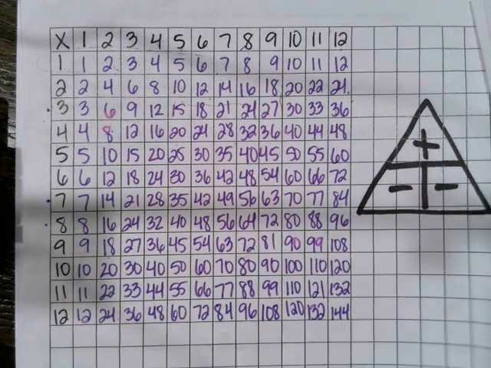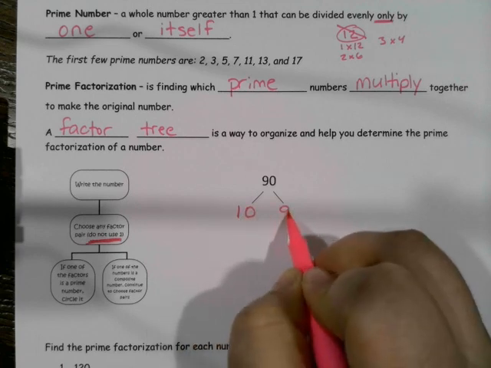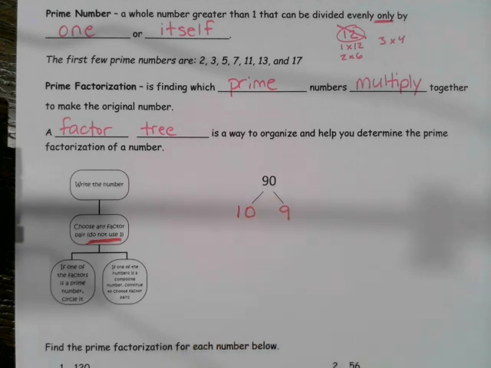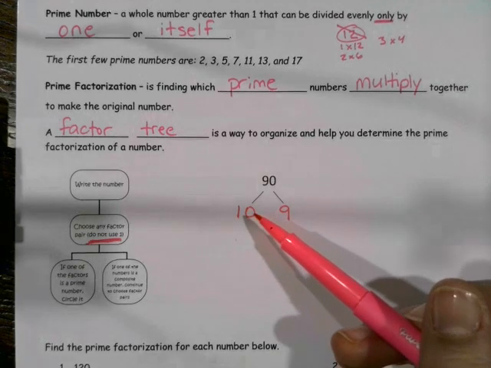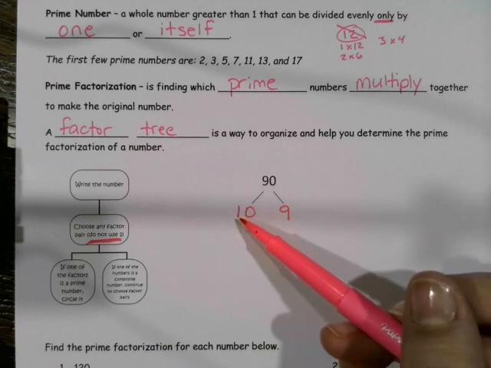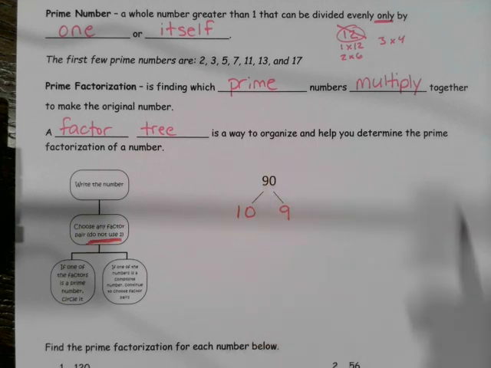So I'm going to put 10 and 9. Doesn't matter which way you put it. Doesn't matter at all. You can put the 9 first. And what I like about prime factorization, or factor trees, is that you could use 45 and 2. You could use 30 and 3. In the end, we're going to get the same answer, no matter what, okay? As long as you do it correctly.